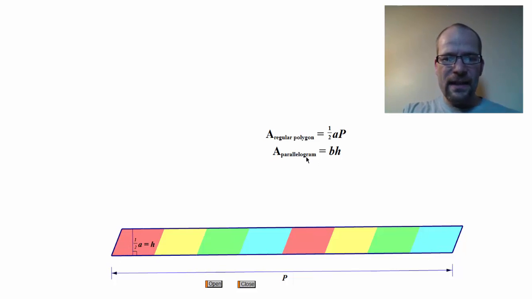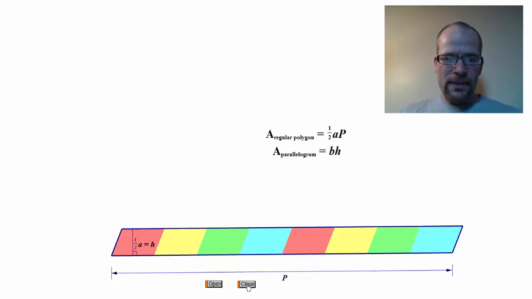P is the perimeter of the original octagon. And so we find that the formula for the area of a parallelogram can be related to the area of a regular polygon. We know that a parallelogram has area base times height, and in this case, the base is the perimeter of the octagon, and the height is 1/2 of the apothem. And so we've derived that formula in a slightly different way, but we get the same exact answer.